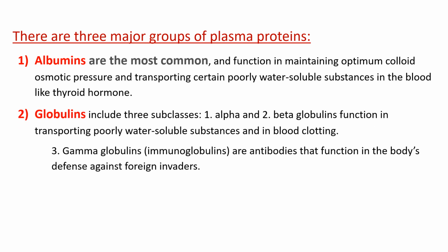We also have somewhat enzymatically active proteins we call globulins. We have alpha globulins, beta globulins, and gamma globulins. Alphas and betas are somewhat like albumins in some cases. They can transport substances, but they also include enzymes, and enzymes are super important in the clotting cascade when we have signals to induce clotting. So they're enzymatically active.